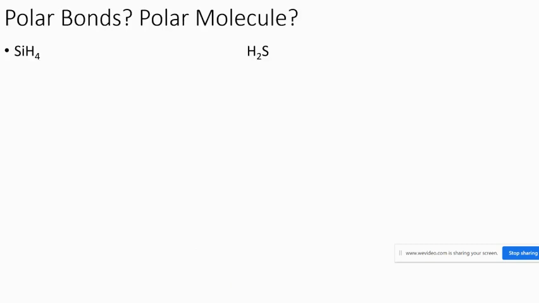All right. So let's look at polar bonds versus polar molecules. So here we have silicon, and I've got 4 hydrogens around it. What is the electronegativity of silicon?